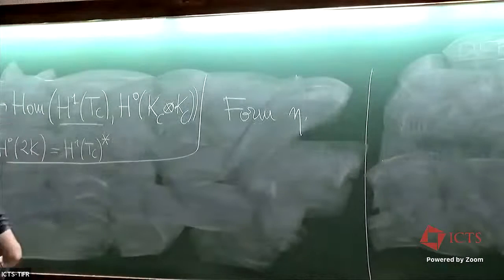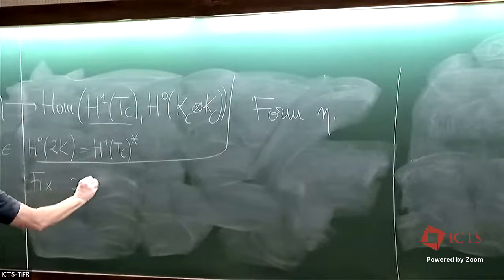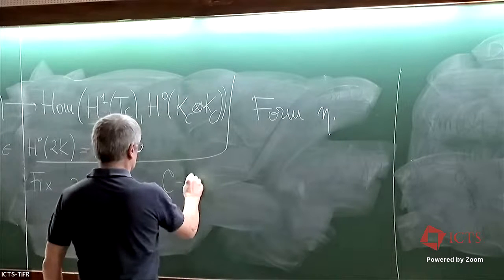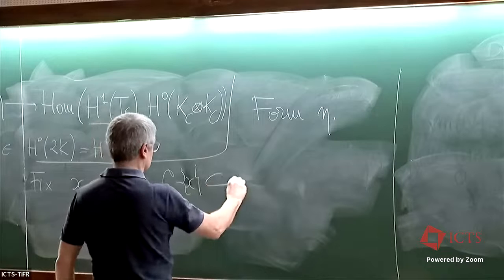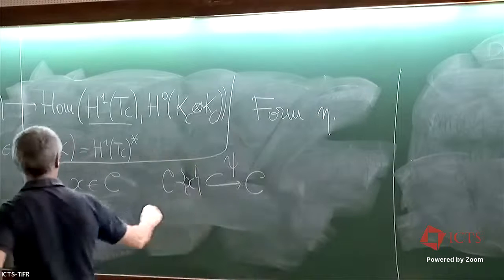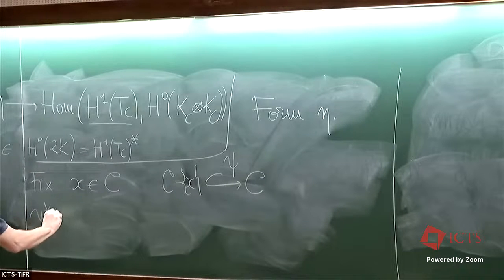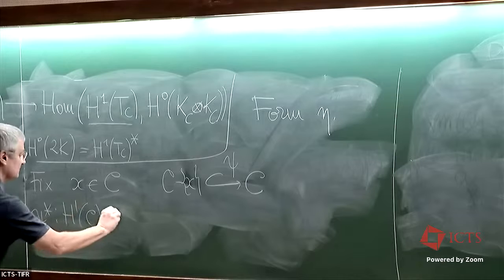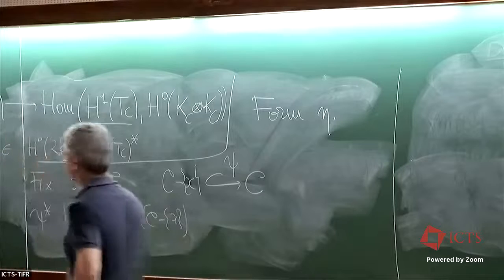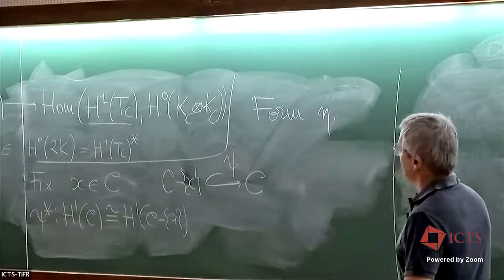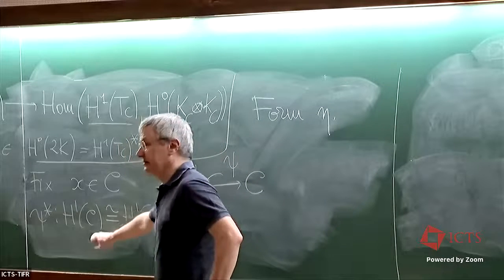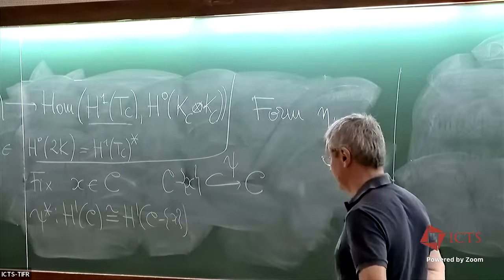So fix a point on the curve and consider this inclusion, call it psi. Then by Mayer-Vietoris, we have that psi induces an isomorphism on H1. So if we have a cohomology class here, we can immediately see it as a cohomology class on the whole curve.